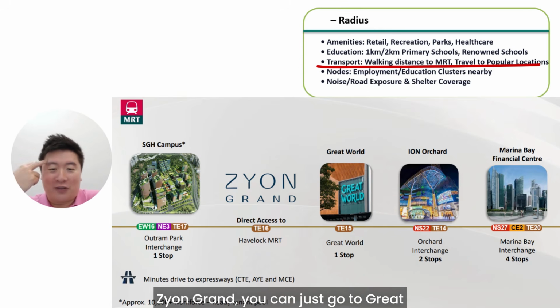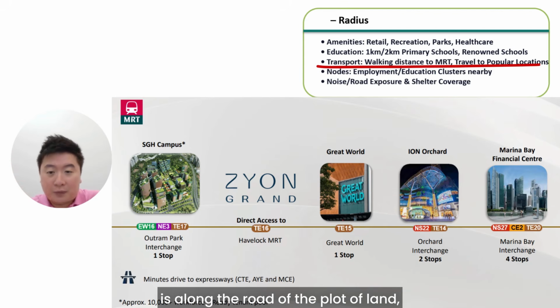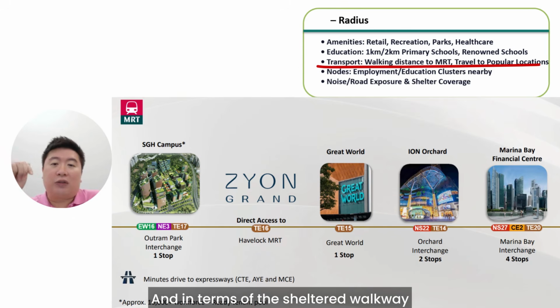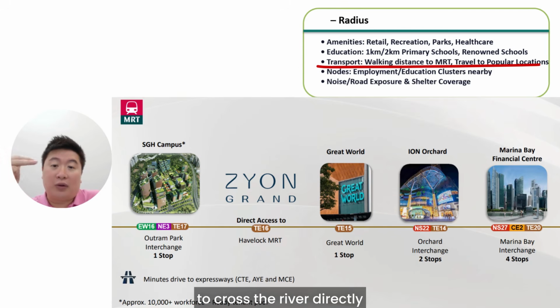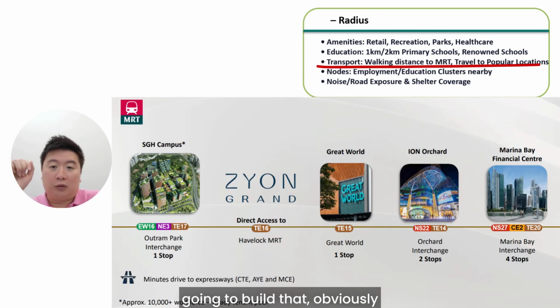If you're going to Great World from Zion Grand, you can just walk, and it's fully sheltered because Promenade Peak will be building that sheltered pathway. The sheltered pathway is along the road, the plot of land that the two projects are lying at. And in terms of the sheltered walkway from across the river directly to Great World City, Promenade Peak is going to build that, obviously subject to government's approval. But that's something they already talked about when they were selling Promenade Peak itself, the developer All Green.